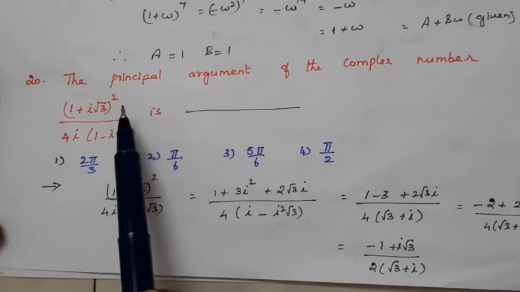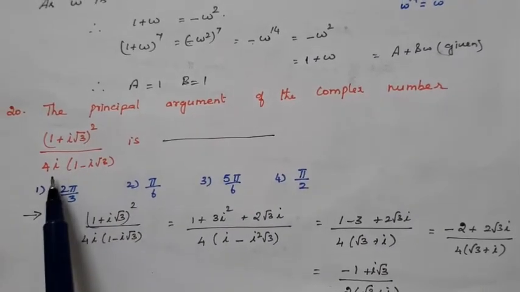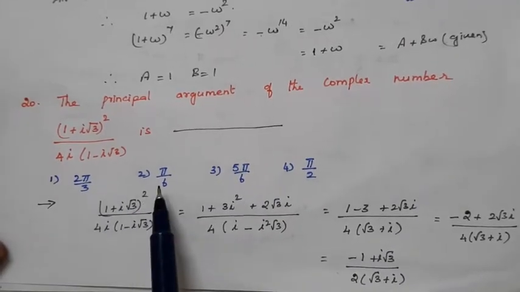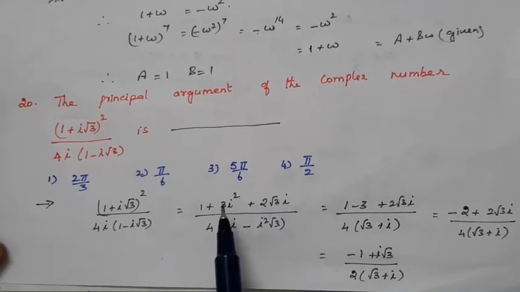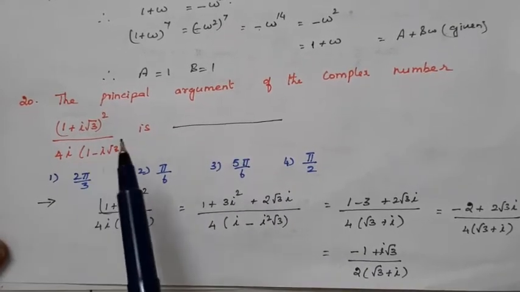In question number 20, the principal argument of the complex number (1 plus i root 3) the whole squared by 4i into (1 minus i root 3) is dash. Options are 2 pi by 3, pi by 6, 5 pi by 6, pi by 2. So let us rewrite the given complex number in the standard form, rectangular form.